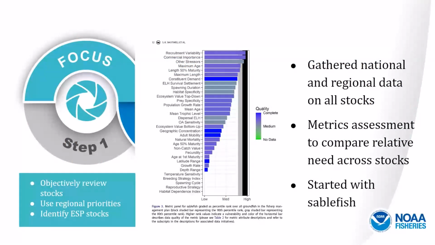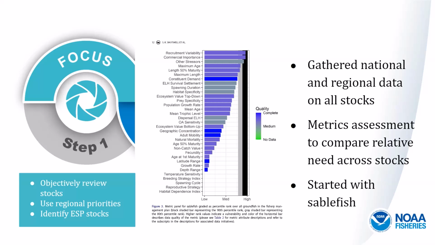So that first step is focus, so determining which stocks are priorities and should be the first in line for ESP development. This step was completed by conducting a comprehensive assessment of metrics across stocks to identify which stocks have concerning population trends or might be more at risk from climate change, because those are the stocks where incorporating that contextual ecosystem information could best improve the scientific advice that we produce for those species.